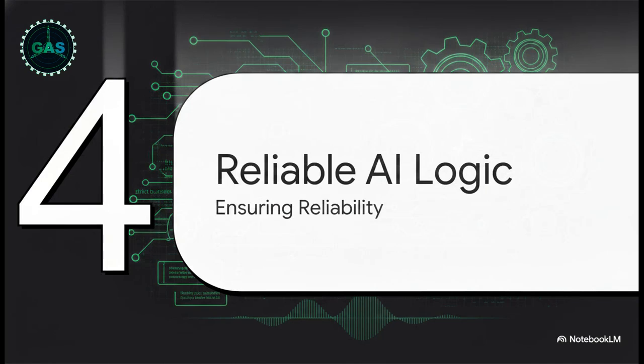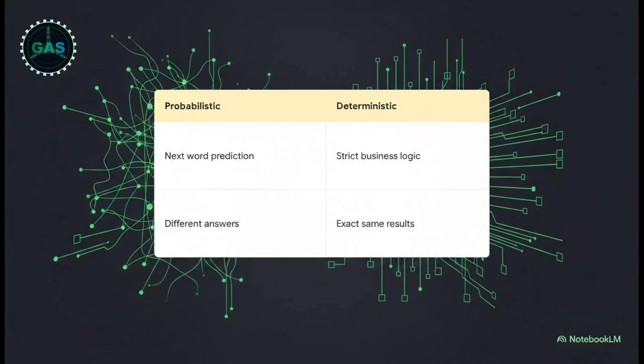All right, Section 4, making AI logic reliable, ensuring everything works exactly as expected. This right here is the absolute core challenge of agentic systems. We have to force naturally unpredictable, probabilistic AI models to act with strict, machine-like, deterministic reliability. By their very nature, LLMs are probabilistic next-word prediction tools. If you ask them the exact same question 100 times, you might get 100 slightly different answers.